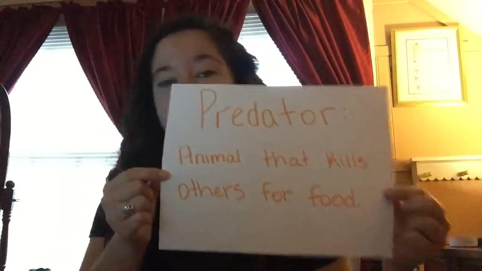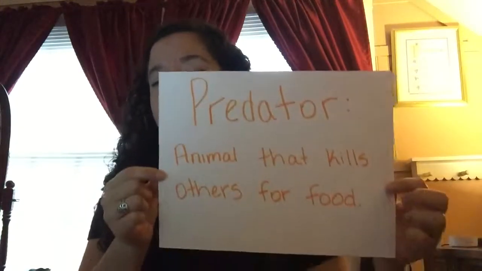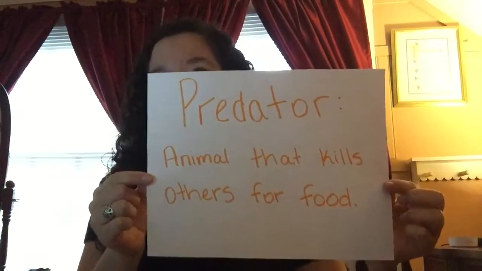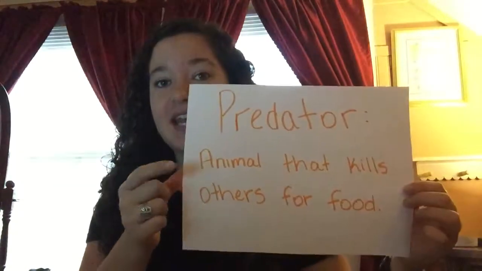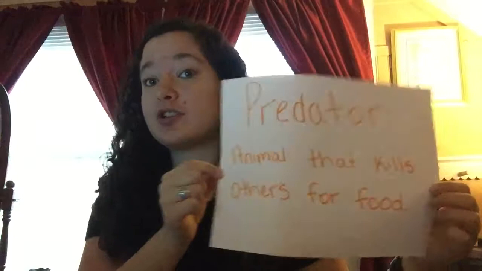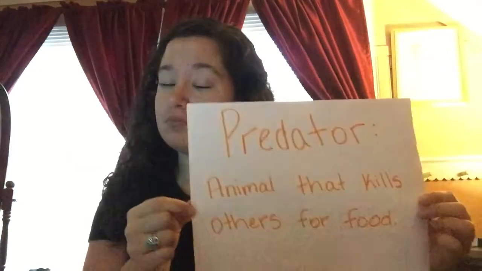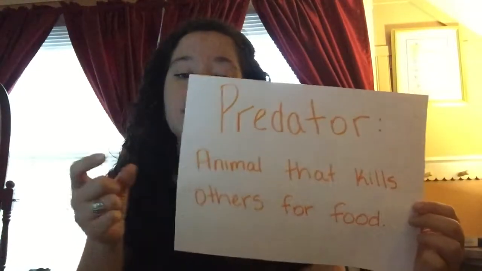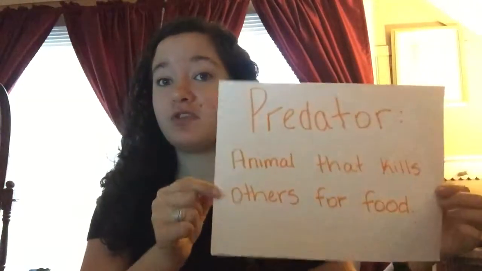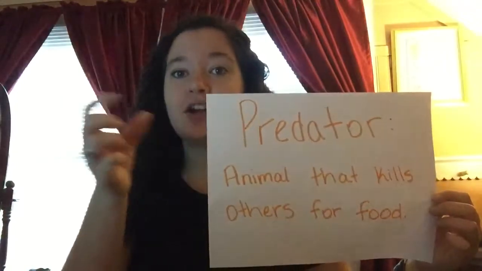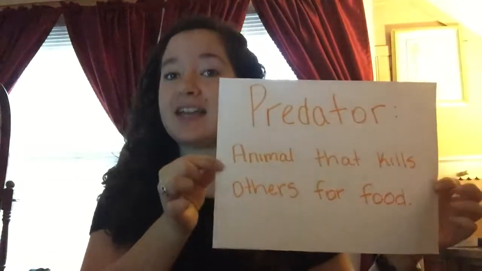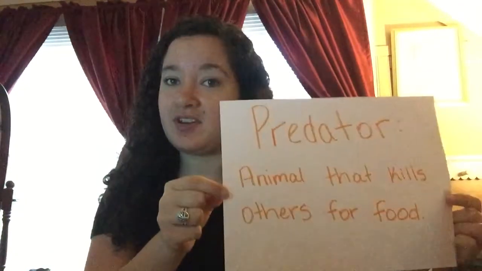Okay, our next word is predator. Can you say that with me? Predator. Good job. Predator means an animal that kills others for food. Okay, so predator is an animal that kills others for food. Can we say that together? A predator is an animal that kills others for food.